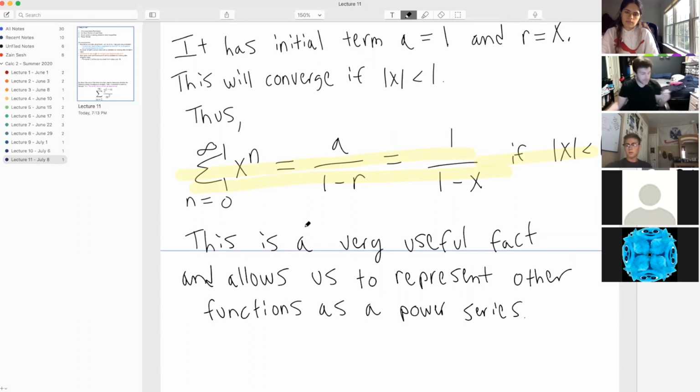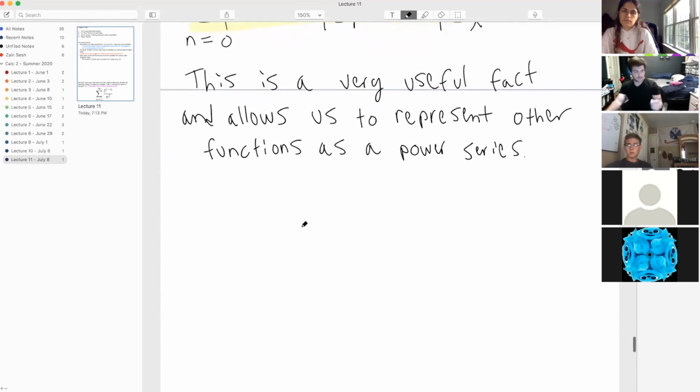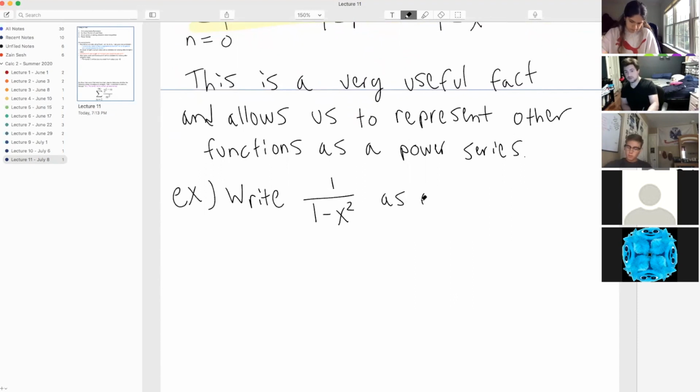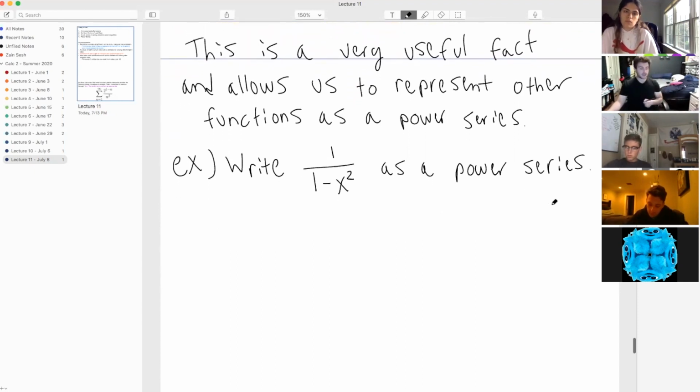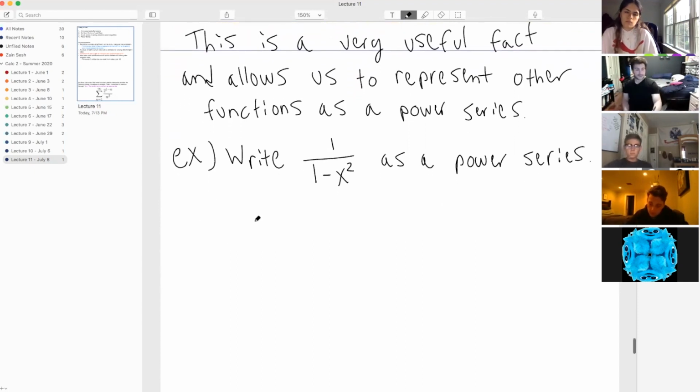All right, so if I may, I will move on to the first example. The prompt is to write 1 over 1 minus x squared as a power series. That's going to be something that you'll be asked to do on the homework, so this is a nice practice question. All right, good. So how do we deal with this?